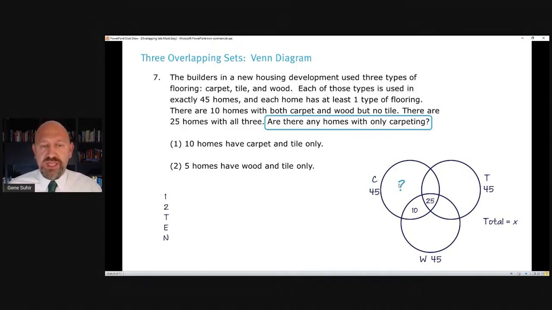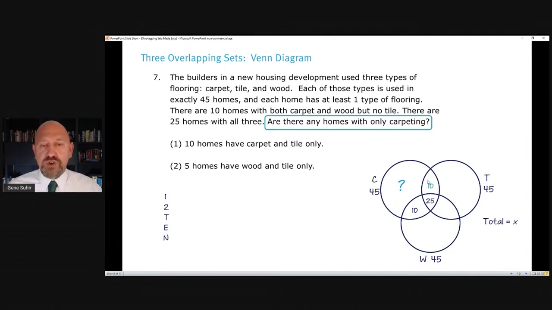So what can we fill in now from statement one? Statement number one has 10 homes have carpet and tile only. You should have set the standard for sufficiency before you launch into the statements. Hey, if we got the region that has carpet and tile only, we'll have three out of the four regions that we have for that carpet circle. We'll have sufficient information to solve for the fourth. That's exactly what we're given in statement number one.